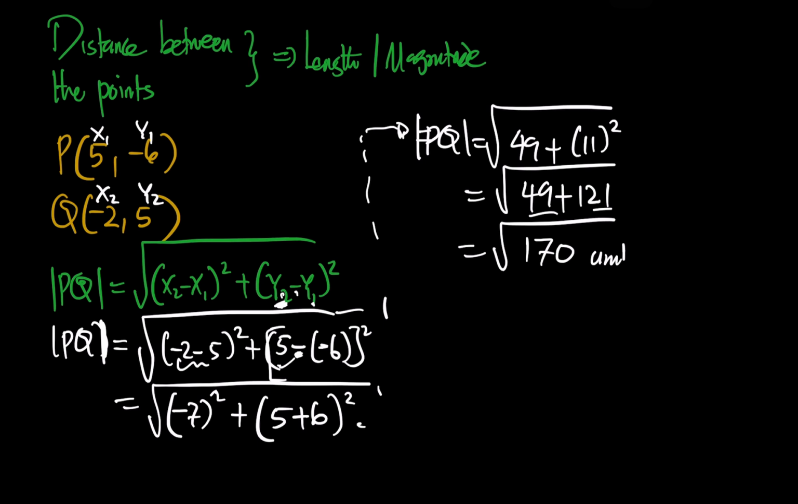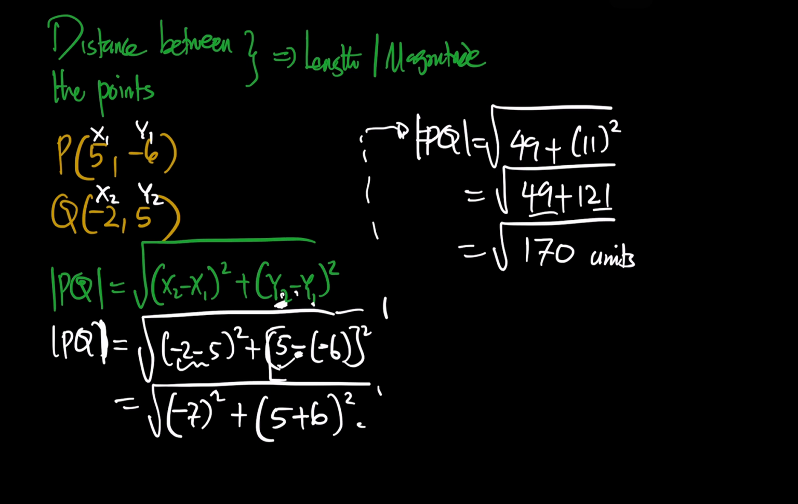units. If the distance was given in meters, then the units would have been square root of 170 meters. But we're not given that. So that's why we are leaving our answer in units.